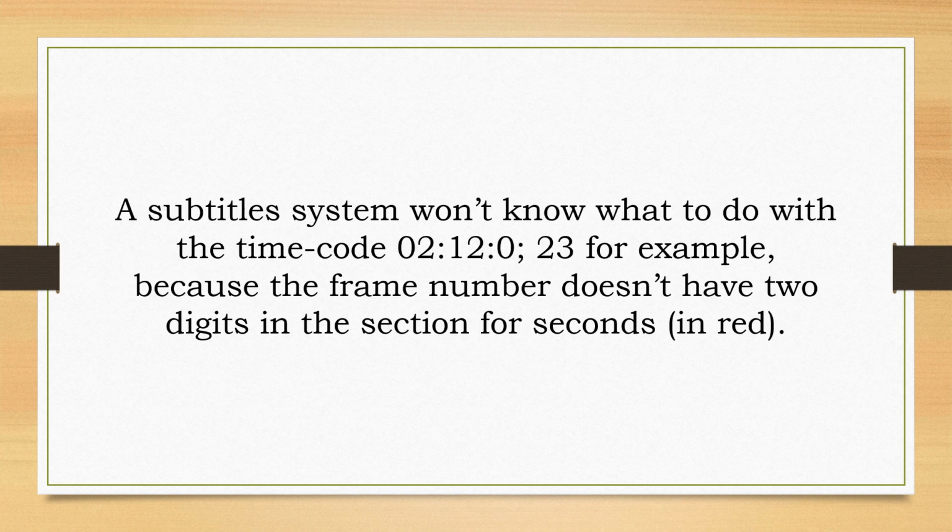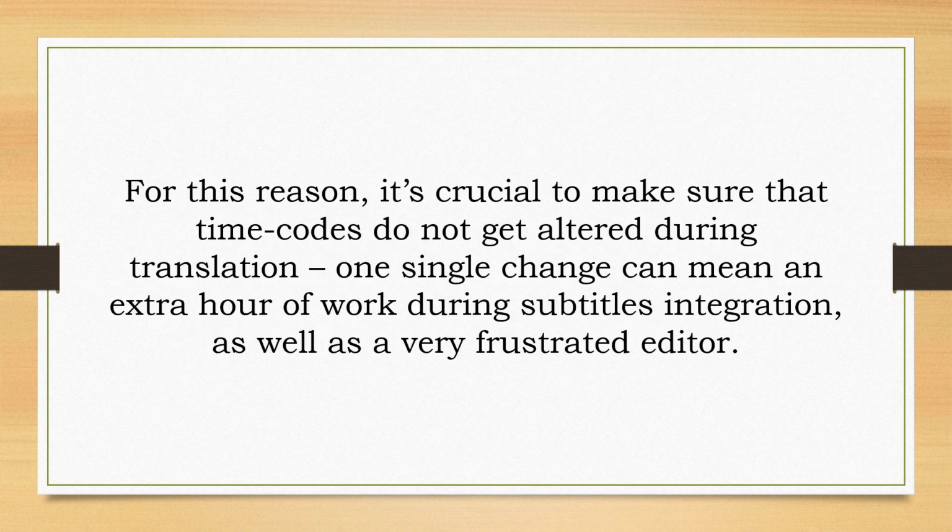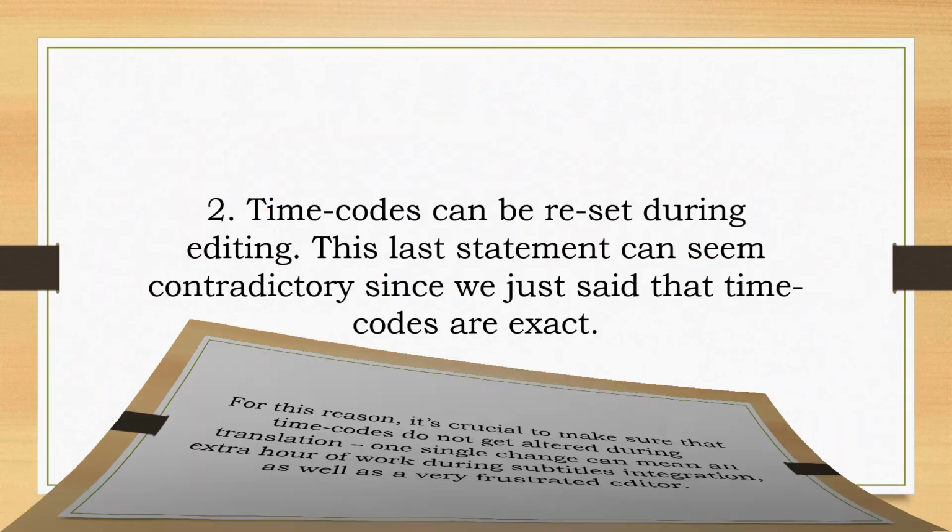A subtitles system won't know what to do with the timecode 02:12:023 for example, because the frame number doesn't have 2 digits in the section for seconds, in red. For this reason, it's crucial to make sure that timecodes do not get altered during translation. One single change can mean an extra hour of work during subtitles integration, as well as a very frustrated editor.